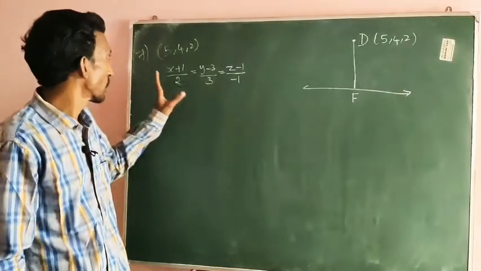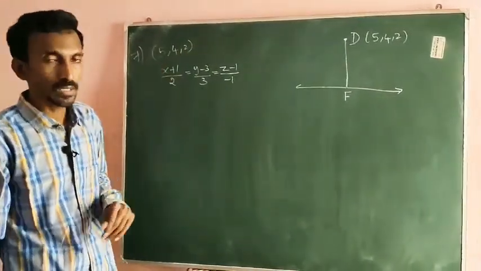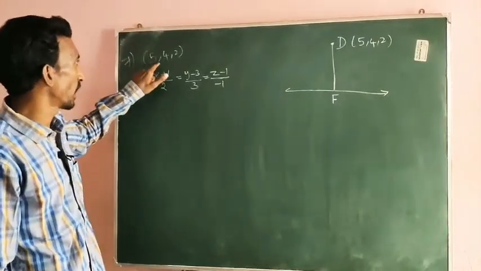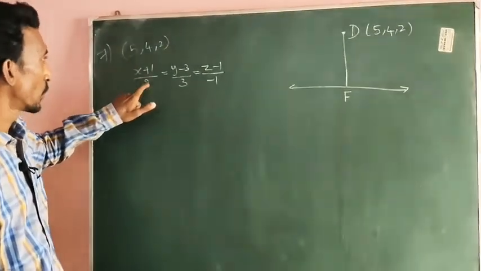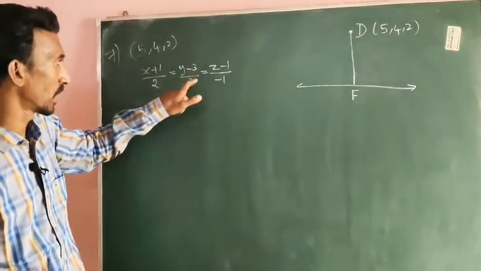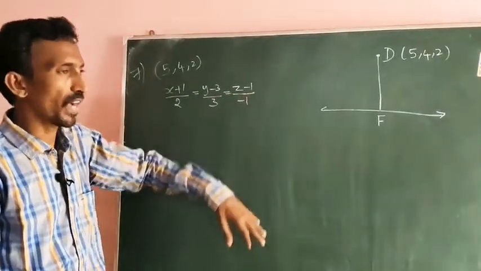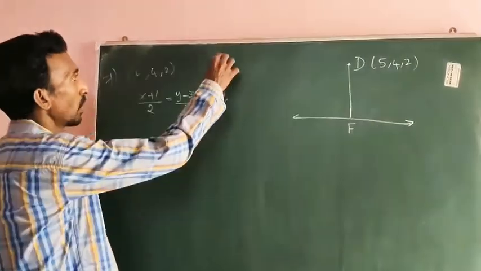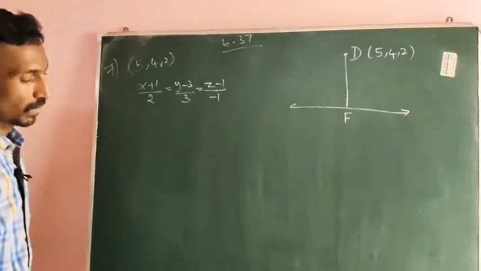Friends, now the last question, the 7th one in exercise 6.5. The question is, find the foot of the perpendicular drawn from the point (5, 4, 2) to the line (x plus 1)/2 equal to (y minus 3)/3 equal to (z minus 1)/(minus 1). Also find the equation of the perpendicular line. It is similar to example 6.37. Okay, so both are similar.